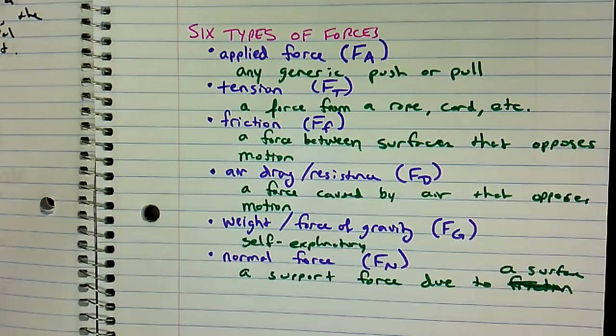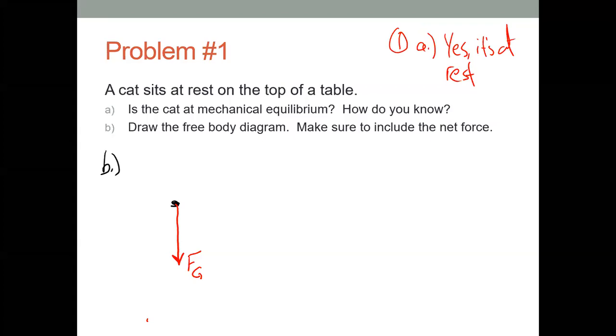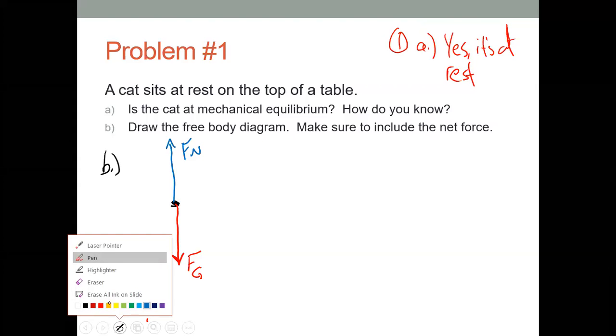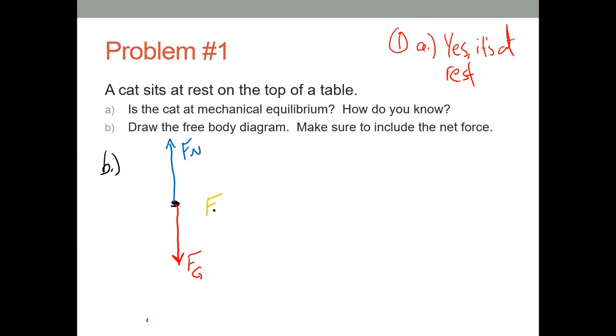All right, so anyway, what I'm going to do, to cancel this out, is draw a normal force pointing up that's the same size as gravity. So I'll go here, and I'm going to draw a normal force that points up. And it says make sure to include the net force, so I know the net force is 0, so the other thing that I'm going to include on my free body diagram is I'm going to say F net equals 0. So that's my free body diagram.